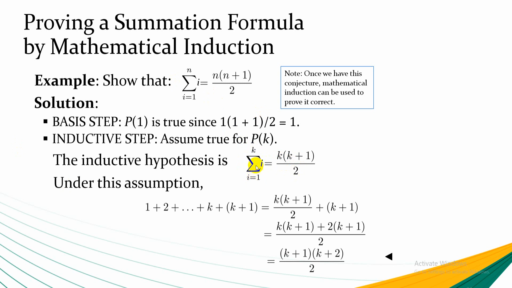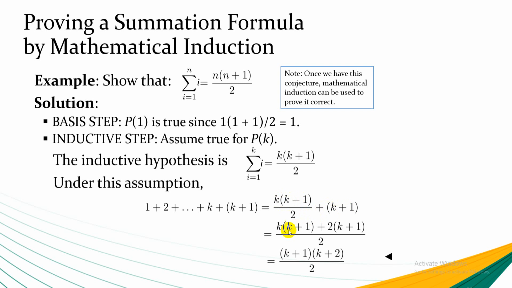So the sum from i equal 1 to k plus 1 is equal to 1 plus 2 plus ... plus k plus 1. Okay, this part here is the sum from i equal 1 to k of i, and we know that this part is equal to k(k plus 1)/2. So we just replace this part with k(k plus 1)/2, and this will give k(k plus 1)/2 plus k plus 1.